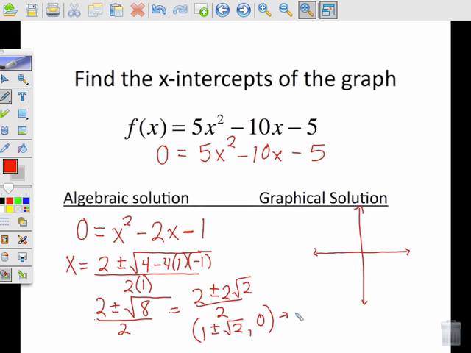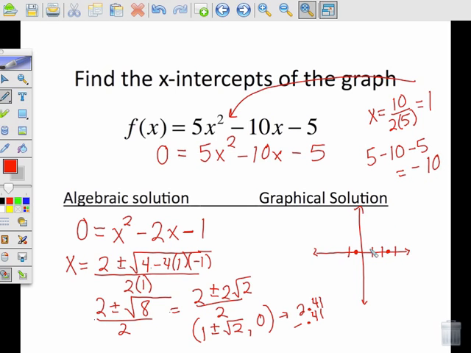Graphing. So I know I've got x-intercepts at these two values, and they would end up being approximately 2.41, you just have to calculate it, and negative 0.41. So 2.41, right in about there, and negative 0.41. I know my vertex would be x equals negative b, so 10 over 2 times a, which is 5, so 10 divided by 10 is 1. If you put 1 back in, you would get an output of 5 minus 10 minus 5, which is equal to negative 10. So my vertex is 1, negative 10.